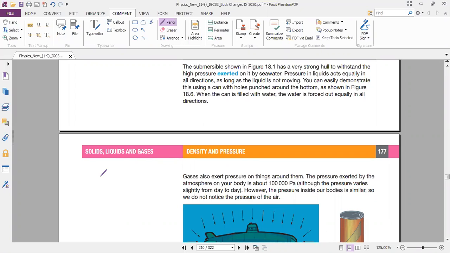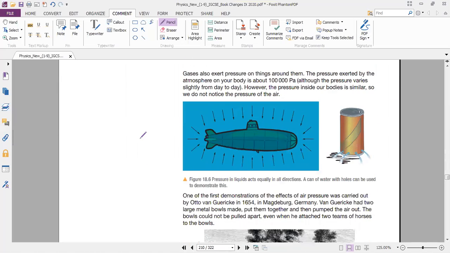When liquid is stationary, or it is not moving or flowing, then pressure inside liquid acts equally in all directions. For example, look at this. This is a submarine. Liquid gives pressure from all directions to this submarine.